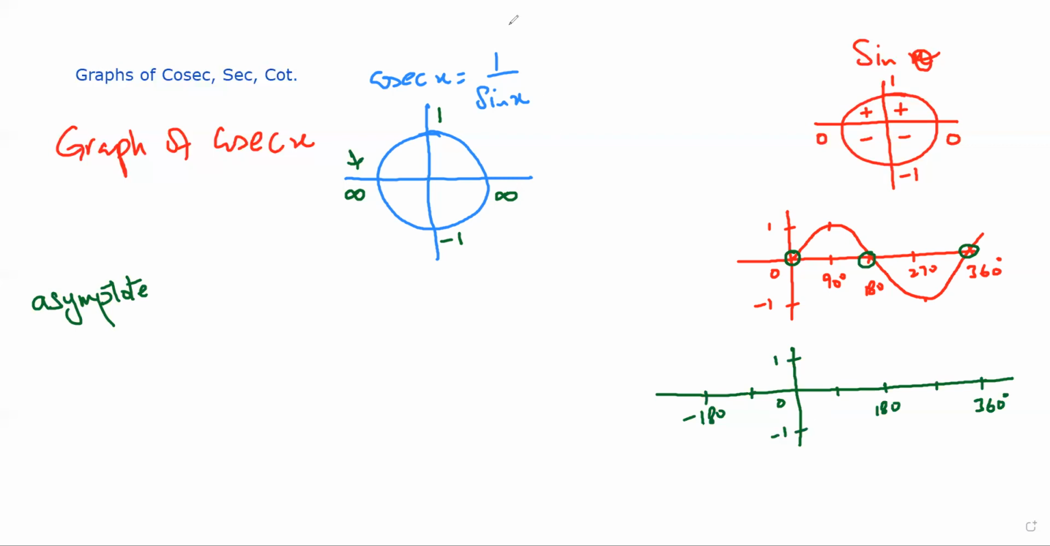So let me draw these asymptotes with a different color. Here is the asymptote at 180 degrees, here is this asymptote at 360 degrees. Forgive me for not drawing exactly vertical lines here. This is another asymptote over here, and this is also an asymptote here. Don't mind the vertical line already there. You see at 90, we have 1. At 270, we have a minus 1. And at minus 90, you have again a minus 1.